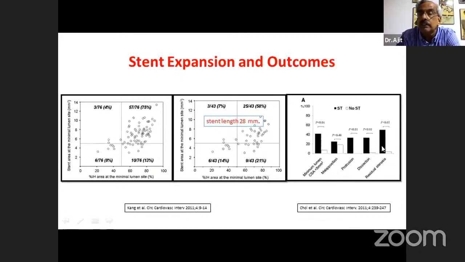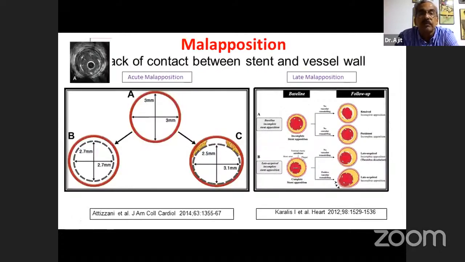You can see in all these, minimum CSA less than 5 and residual stenosis are one of the biggest predictors of problems and outcomes in the future. Malposition means lack of contact between the stent and the vessel wall. So the stent is sort of free floating in the vessel wall. There are various types of malposition; it could be acute or it could be late.